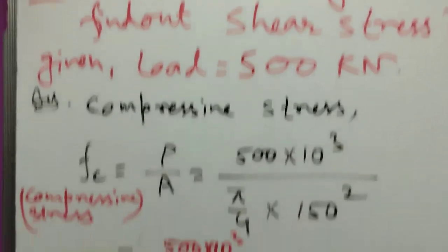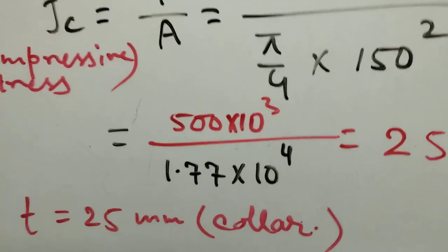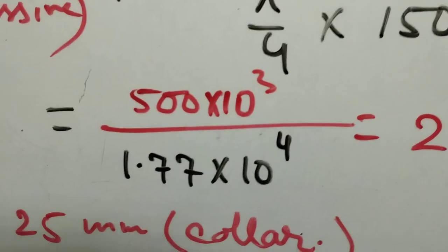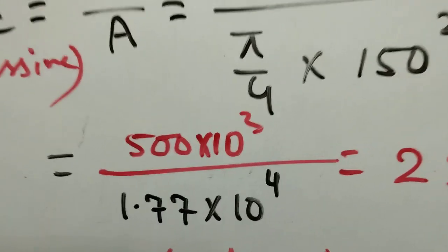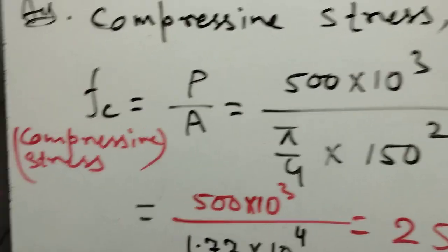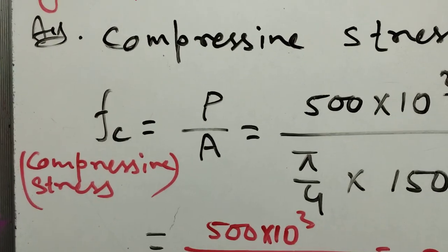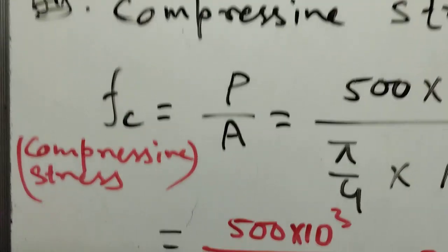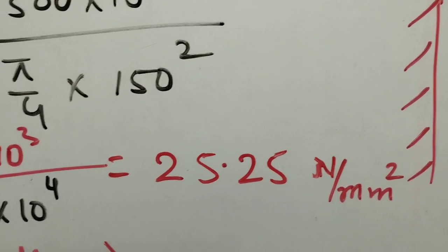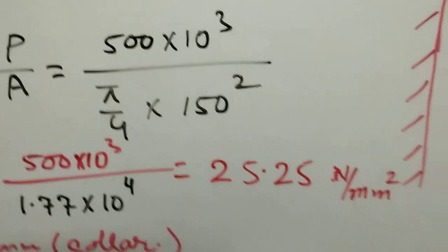Therefore, we first find out the area of the bar. This area is pi by 4 into 150 whole square. As a result, 1.77 × 10^4 mm². Now find out the compressive stress. We know that the compressive stress σc equals compressive load divided by area. Therefore, compressive stress equals 25.25 Newton per millimeter square.